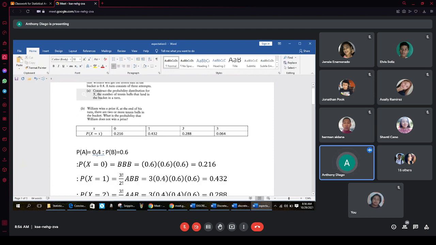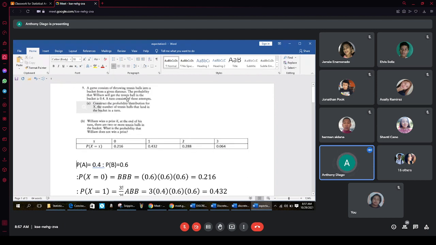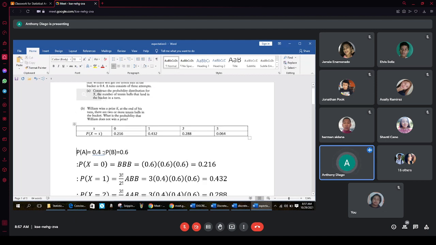So the probability of A equals 0.4, and the probability of B equals 0.6. So everybody understood how we got these, right? Because it said here that the probability that William gets the tennis ball in the bucket is 0.4. So the probability that he does not get it into the bucket will be 0.6, because remember, probability is out of 1. So the probability of X equals 0, which means that he misses all 3, is 0.6 times 0.6 times 0.6, and that exact answer will give you 0.216.